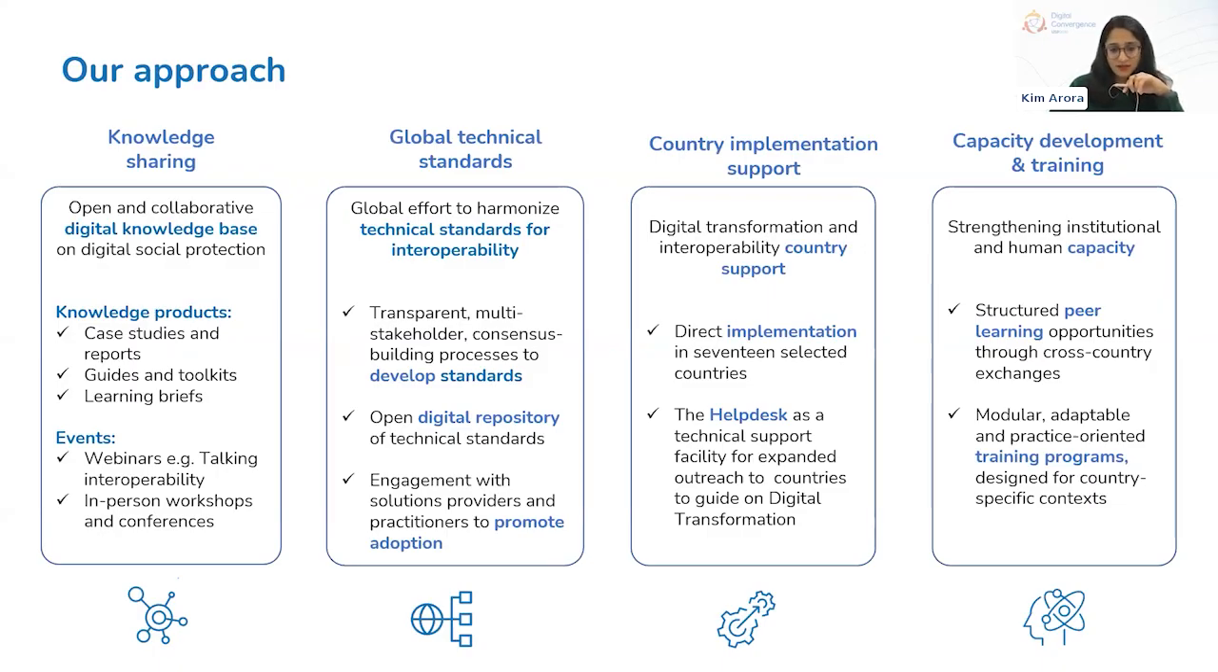It facilitates global knowledge sharing, wherein we organize webinars such as this one that you're attending, in-person events, and also create knowledge products. You can check out the website to access some of these knowledge products or even recordings of past webinars. Second, it builds consensus on technical standards to enable data exchange between digital systems in the social protection delivery chain and with external digital databases. Third, it supports countries in their digital transformation journeys through the 5 implementation partners you saw on the last slide. Currently, the DCI supports about 21 countries. And the 4th pillar of DCI's work is capacity building and training in digital transformation.